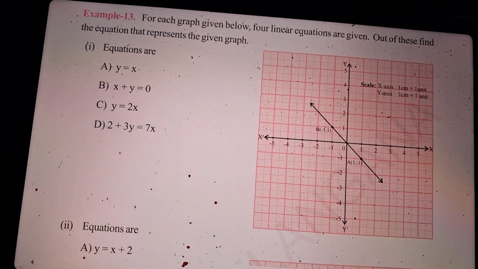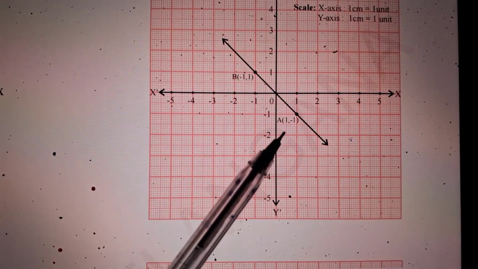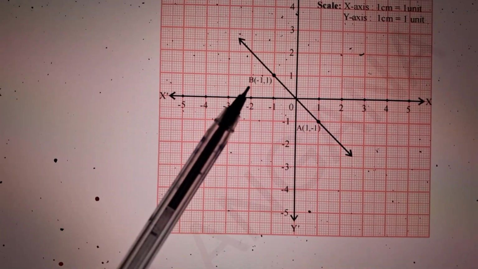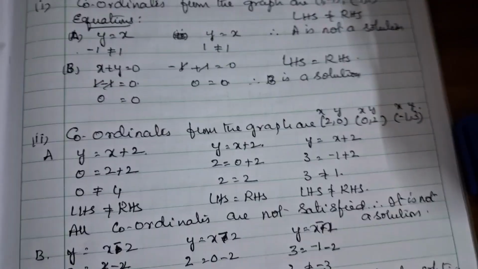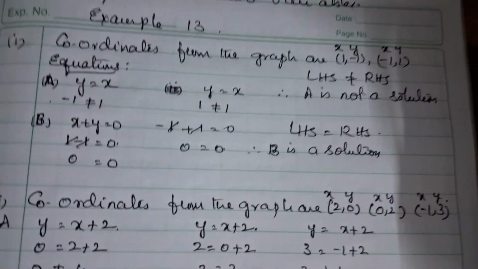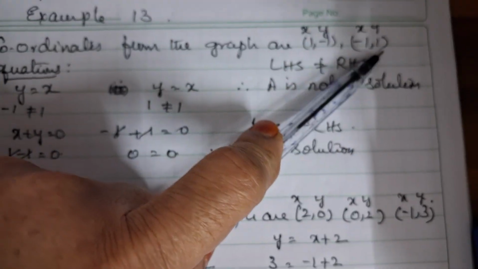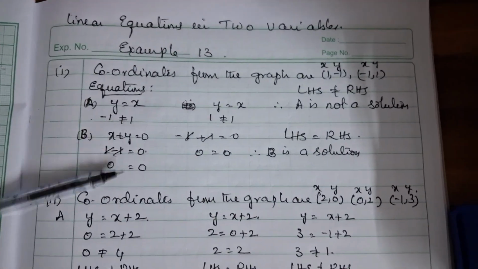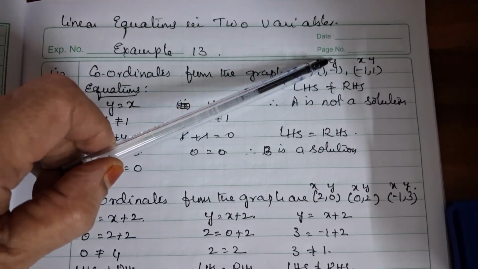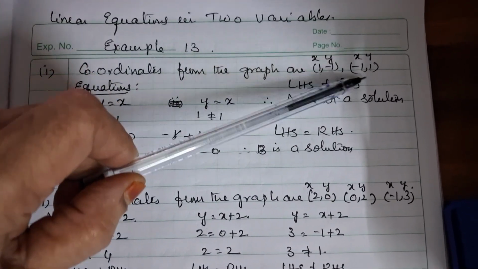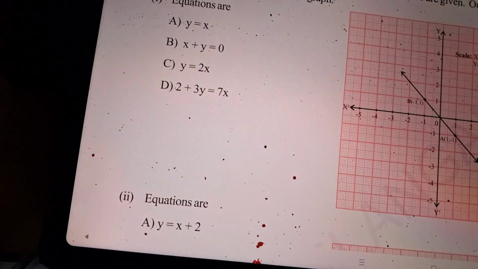So, you see this graph. See in the first graph, what are the coordinates? We have got 1, minus 1, minus 1, 1. These are the 2 points that are given. So here I have taken the solution. You see, children, coordinates from the graph are 1, minus 1, minus 1, 1. So in this case, what are you understanding? x is 1 means y is minus 1. x is minus 1 means y is 1. So, see, you have got various equations here.